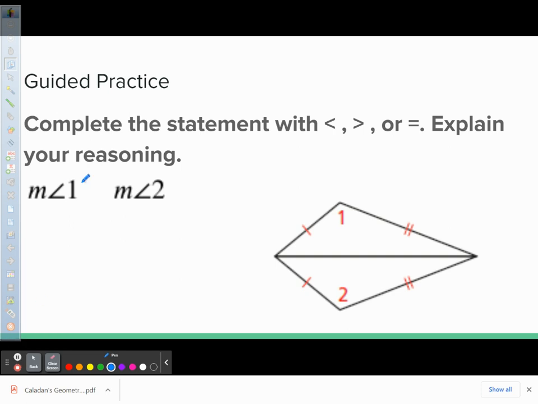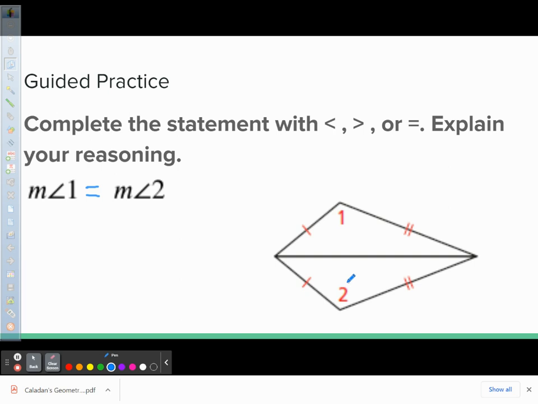Hayden, what did you and your partner say? I said congruent. Or equal to? Yeah, equal to. Why? Because both lines are congruent to each other, because they got the little lines on the side. Okay. But how does that make 1 and 2? How does that make those two?